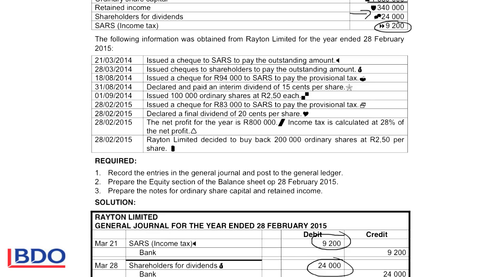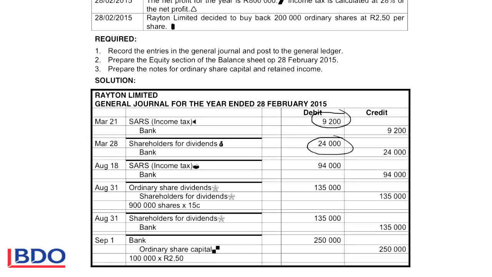On the 18th of August, issue a cheque for 94,000 as provisional tax payment. That means that the business did a small income statement in the middle of the year and determined how much profit they made in the first 6 months. Calculate the profit with 28% and decided that they must pay 94,000 to SARS for provisional payment. So the bank is credited with the 94,000, and the SARS account will be debited with 94,000. You will not debit the income tax account.